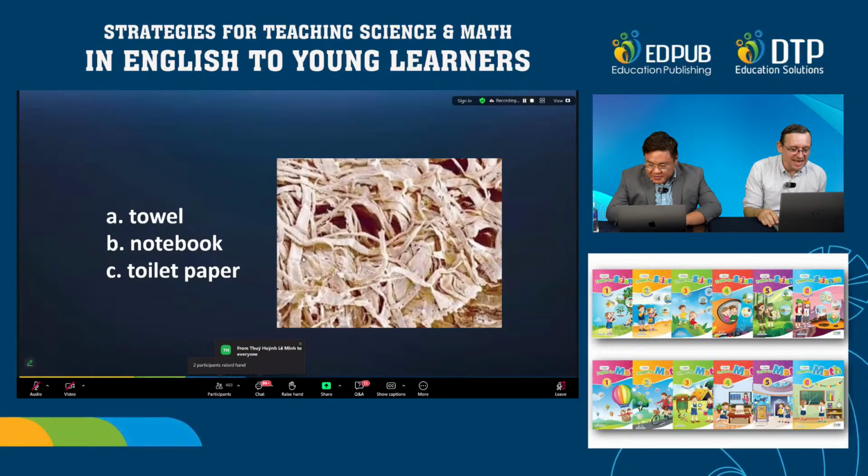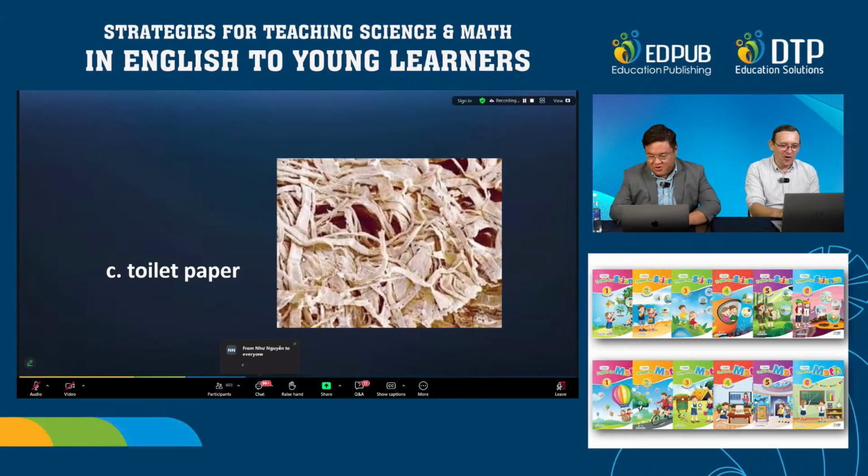Okay, next one. Wow. Is it a towel? Is it a notebook? Or is it toilet paper? There are a lot of different answers. Okay, so let's have a look. The answer is C. It is toilet paper. That's what toilet paper looks like.